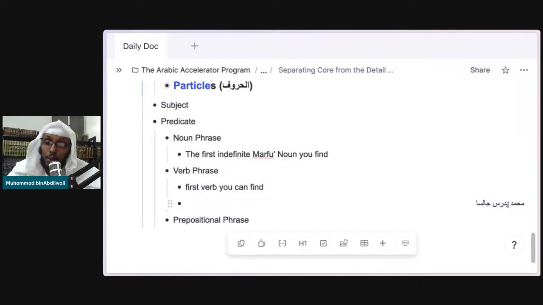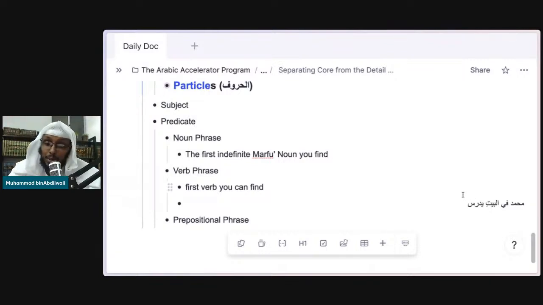What if we say محمد في البيت يدرس? Now, are we going to say that في البيت is the khabar? No, because في البيت is not marfu'. It doesn't have dhamma, it's got kasra. So what do we have? We've got يدرس, so يدرس is the khabar. So again, the khabar is going to be the first indefinite marfu' noun that you find, or the first verb that you find.